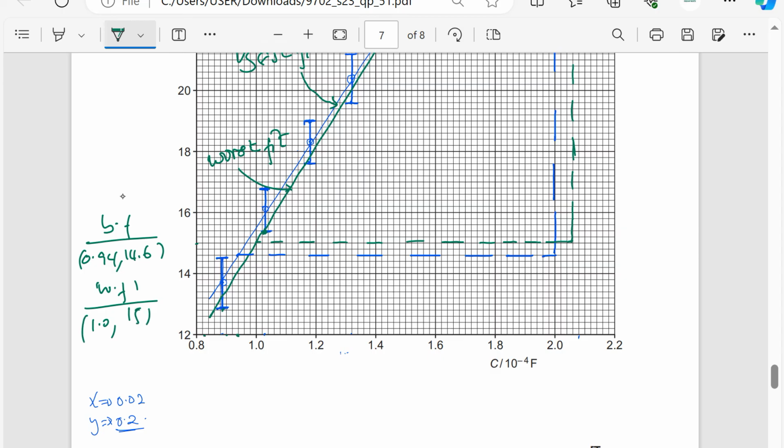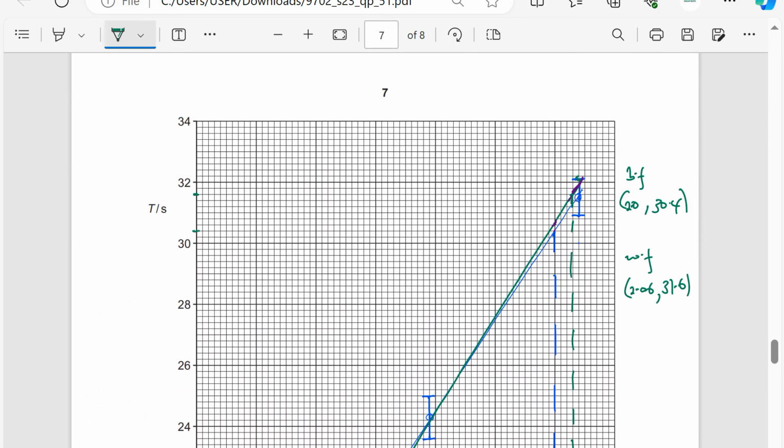Now finding the gradient. I'll write these points so that when finding the gradient, I don't always come back to the same page. For best fit, the first values are 0.94 and 14.6. And for the worst fit, the first values are 1.0 and 15. Then the second values for the best fit, we have 2.0 and 30.4. Then for the worst fit, we have 2.06 and 31.6. Okay, now let's find the gradient.